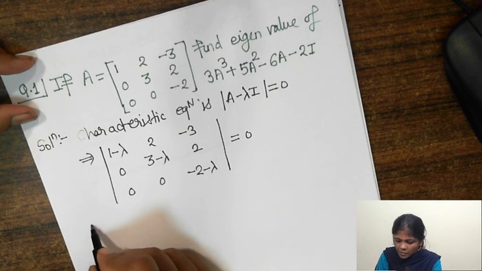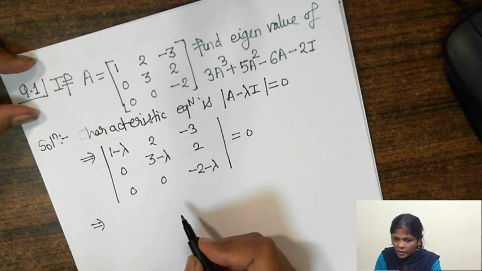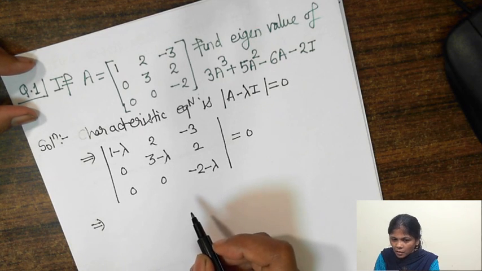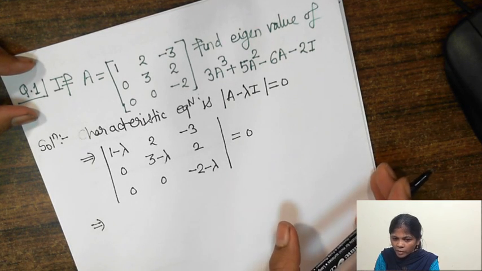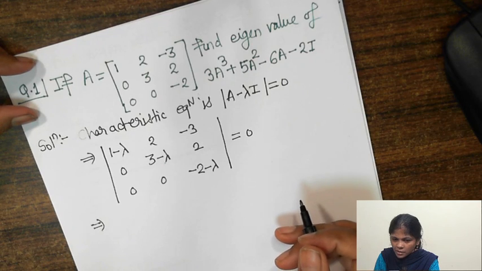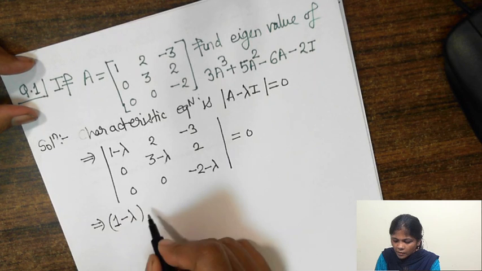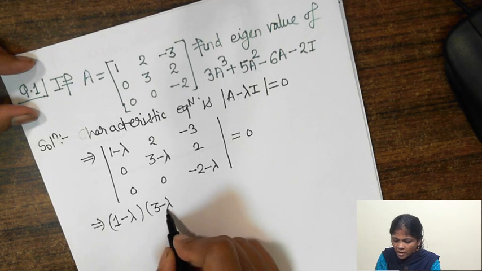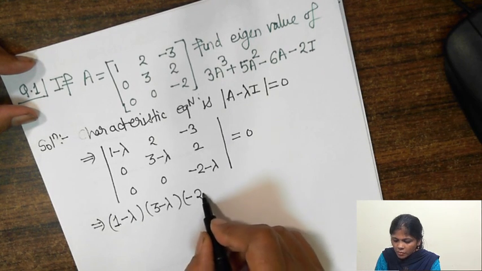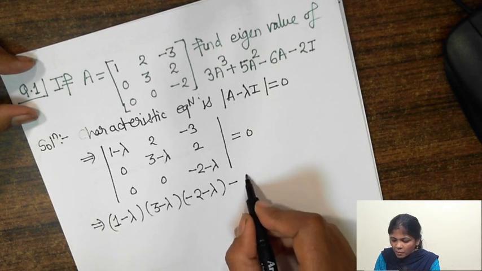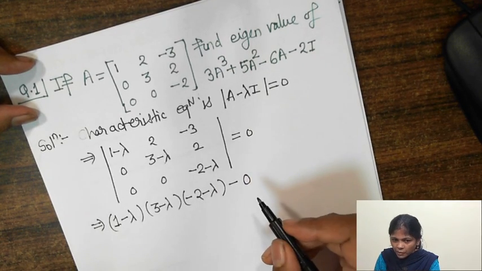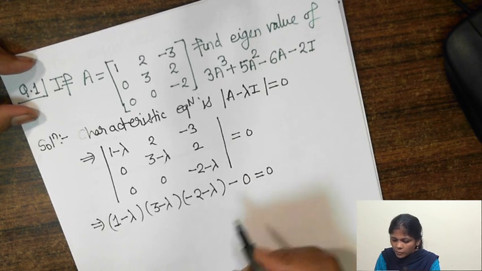Now simplify this determinant. As I told you, according to the property we already know the eigenvalues, we are just showing the process, right? So we write it as 1 minus lambda into 3 minus lambda into minus 2 minus lambda, and the remaining will obviously be 0. No need to do the calculation. It is equal to 0.